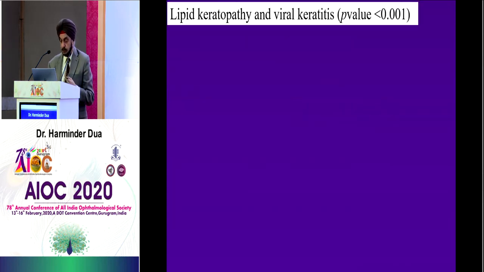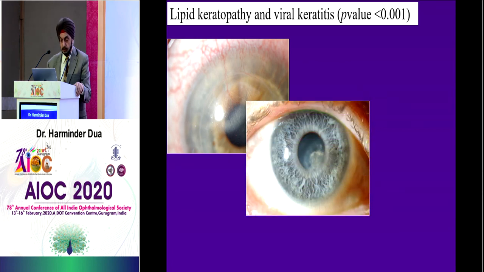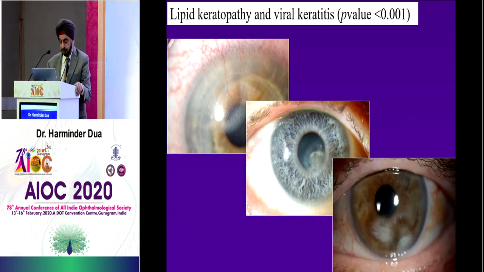And why this is important, I will tell you in a second, because this is another important point. Lipid keratopathy occurs predominantly in the context of blood vessels produced by herpes infection. Blood vessels produced by other causes are not so much associated with lipid keratopathy as are blood vessels associated with herpes zoster and herpes simplex. And those two are the commonest cause of vascularization, which is also what was borne out in the study. Both were statistically significant observations.